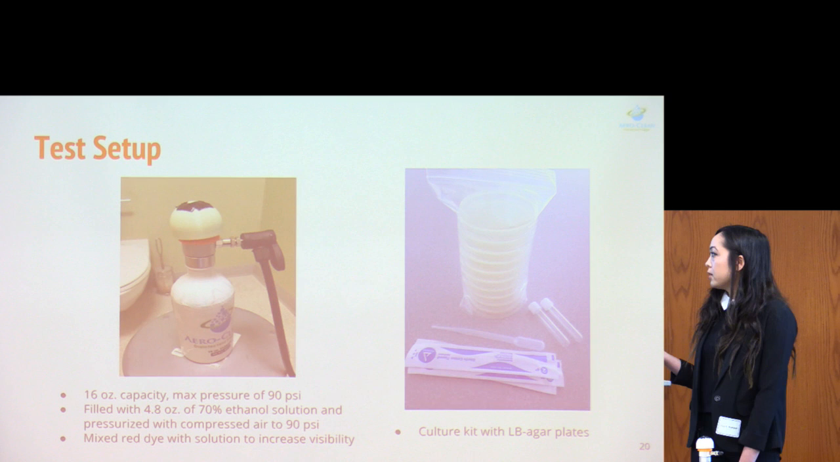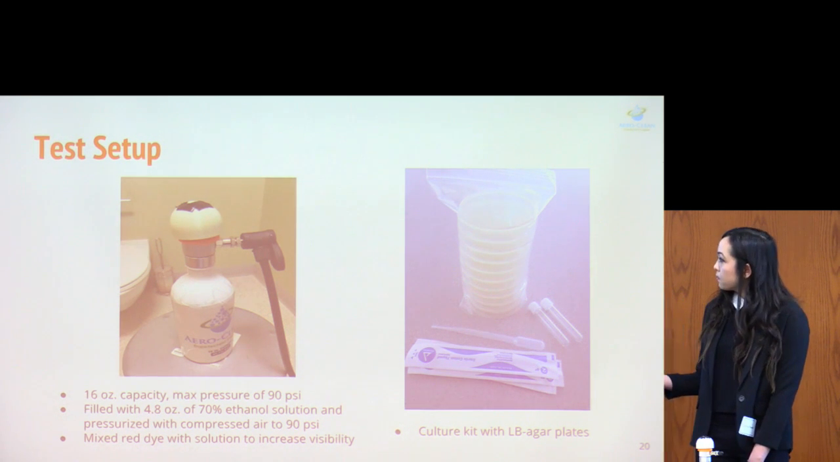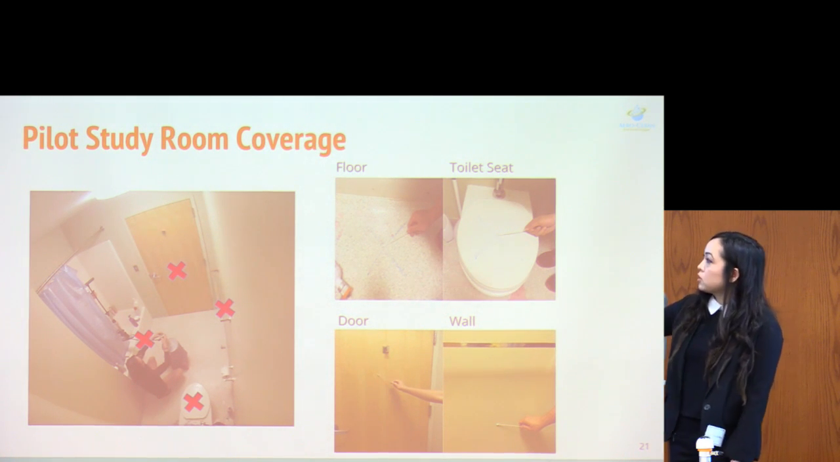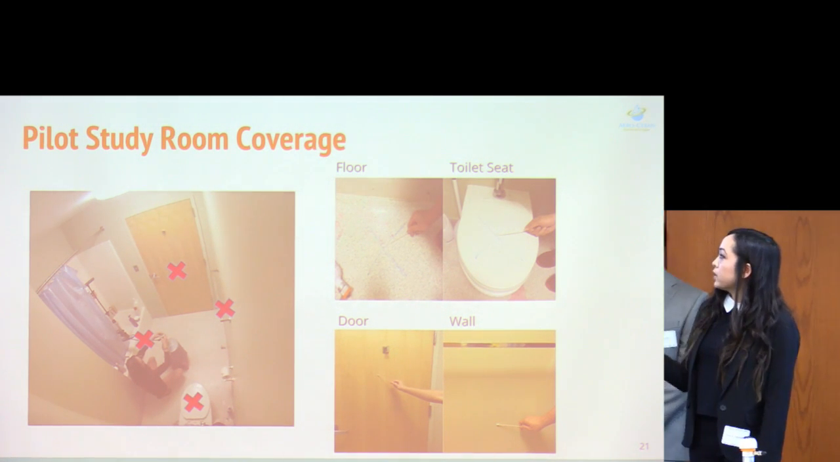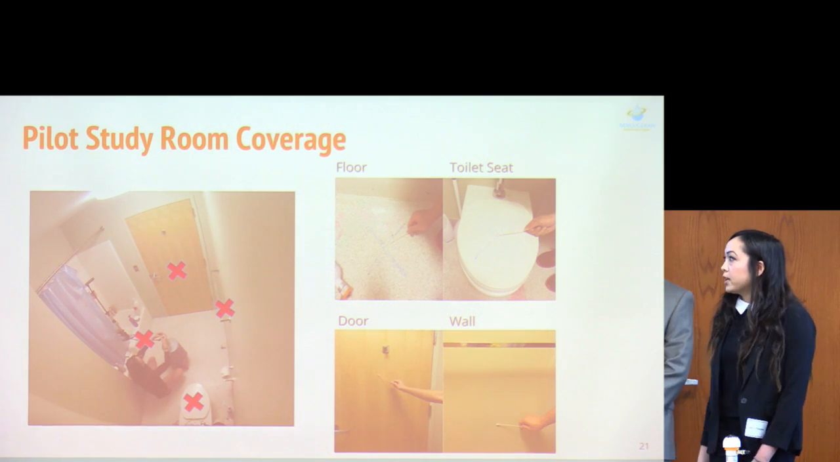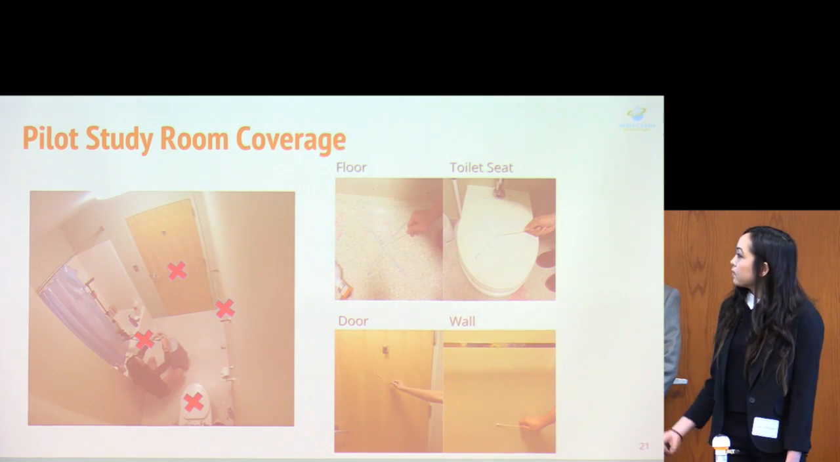And this is a picture of the culture kit we purchased with LB agar plates to grow our bacteria cultures. This picture shows the spots that we swabbed in the room. We did the door, the wall, the floor, and the toilet seat because we thought they would be areas where there would be a lot of bacteria.